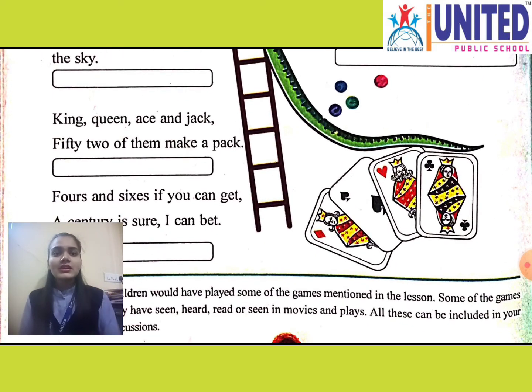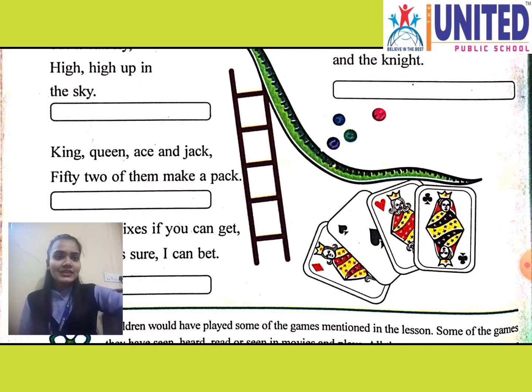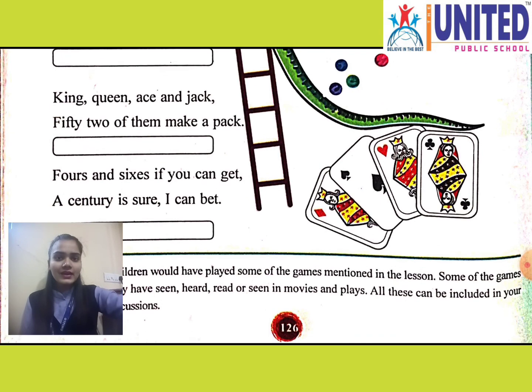Now next: king, queen, ace and jack, 52 of them make a pack. Guess which game this is. King, queen, ace and jack are all in it. 52 of them make a pack. We know very well which game this is. This is a card game. In the last you can see cards are there. So here we will write card game.